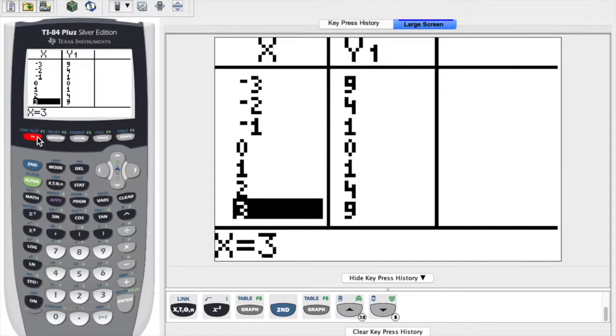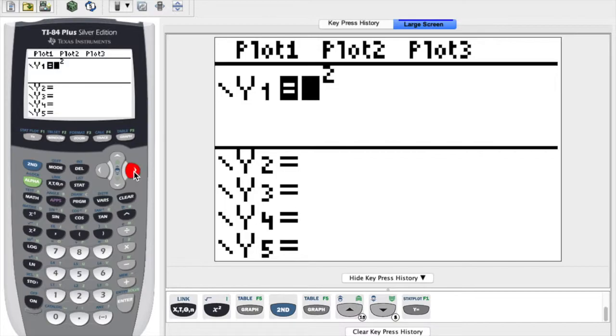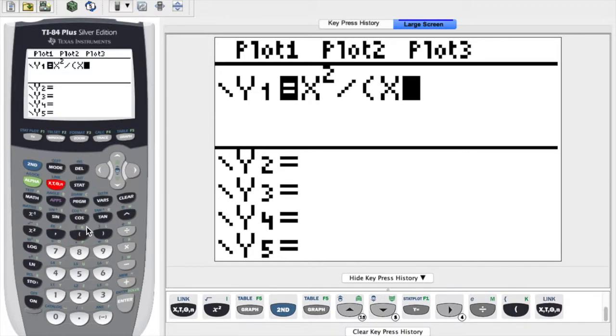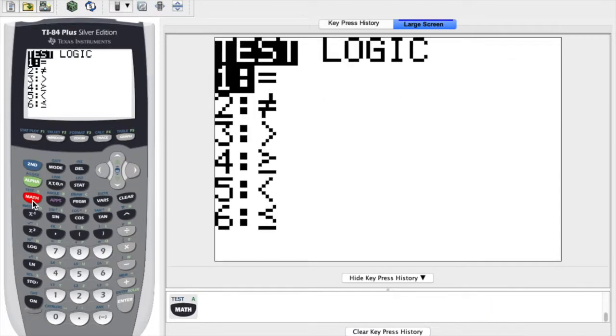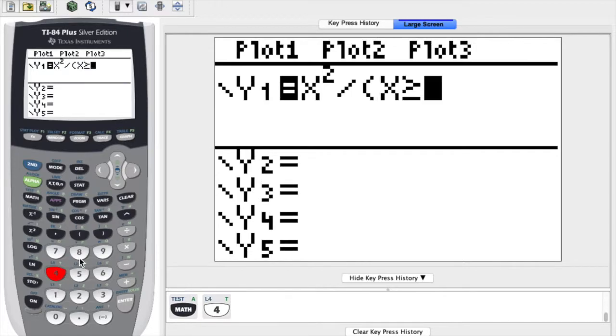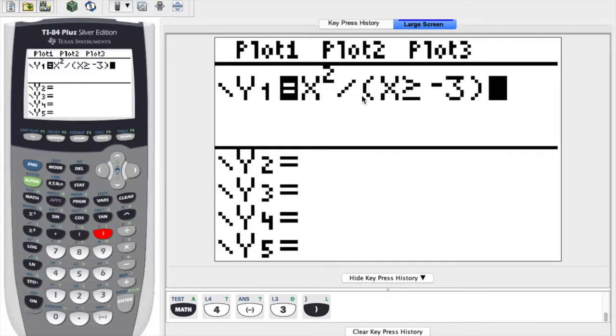Okay, so here's my x squared, but what I'm going to do is at the very end of it, I'm going to put the divide sign and then open parentheses, and I'm going to put in an expression to test for x. So we're going to say x is greater than or equal to, so option 4, greater than or equal to -3. Close the parentheses. Without the parentheses, obviously, it would change the order of operations.